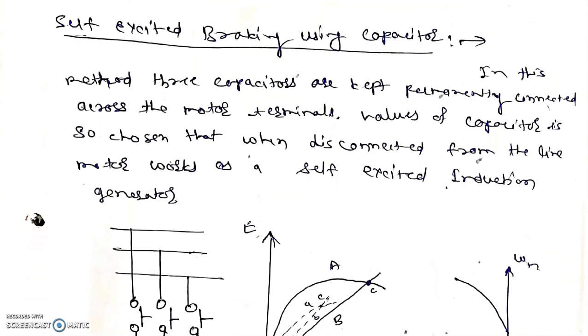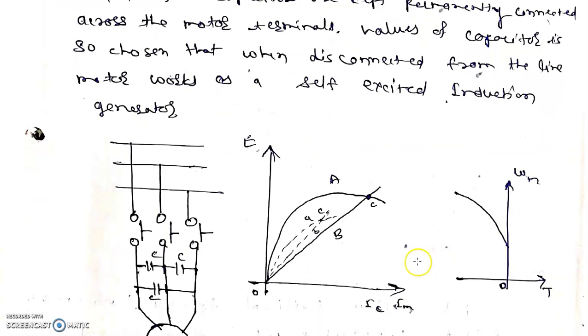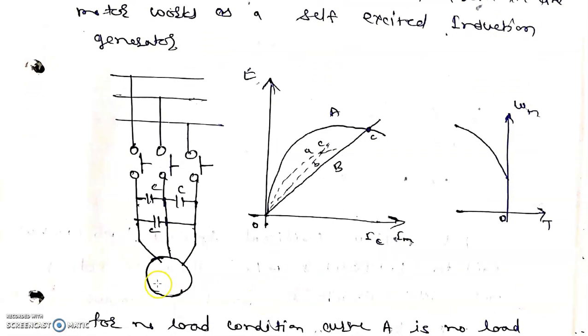The next method of dynamic braking is self-excited braking using capacitor. In this method, three capacitors are permanently connected across the motor terminals. The value of capacitor is so chosen that when disconnected from the line, the motor works as a self-excited induction generator. In this circuit, this is the induction motor and this is a circuit breaker. When we open this circuit breaker, the permanently connected capacitors make it operate in the self-excited induction generation mode.